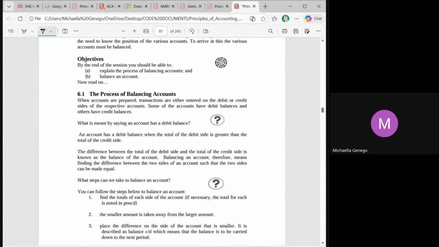Okay, let's talk about the trial balance. Then we balance off an account, and then we are done. So we have something called the trial balance.